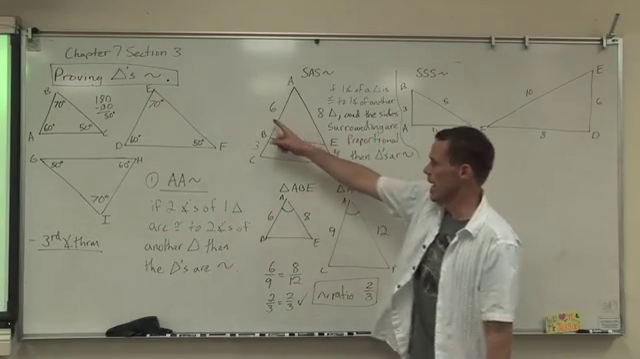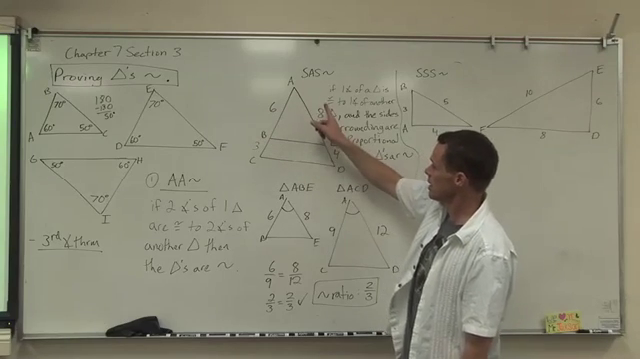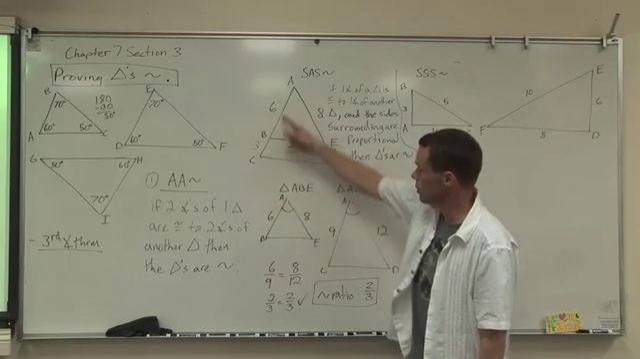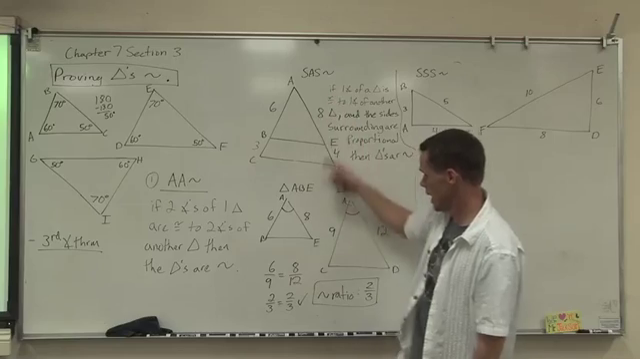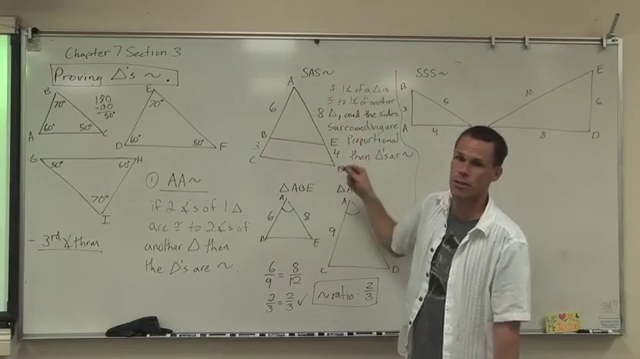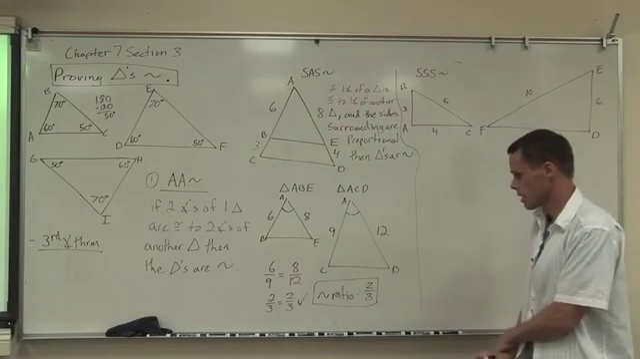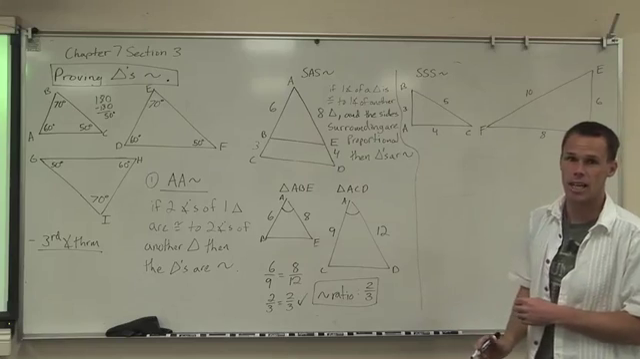Second method, side-angle-side. 6 is to 9, the left side, as 8 is to 12. Okay, so that's side-angle-side similarity.